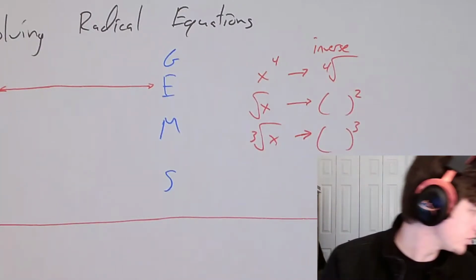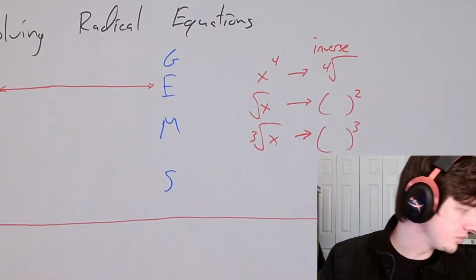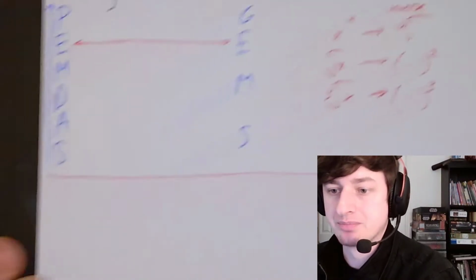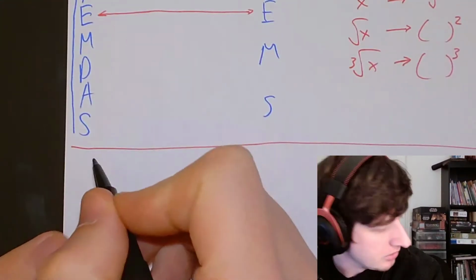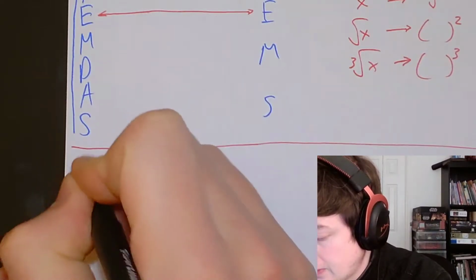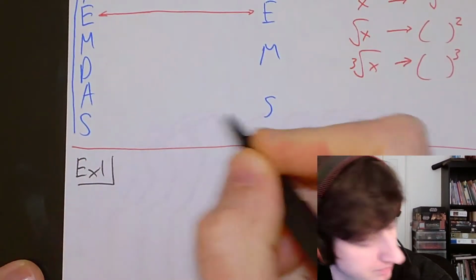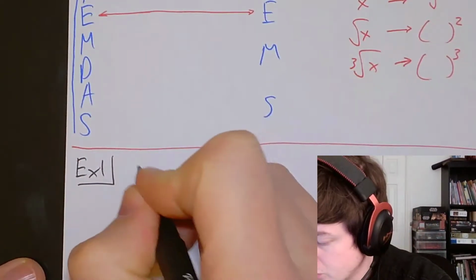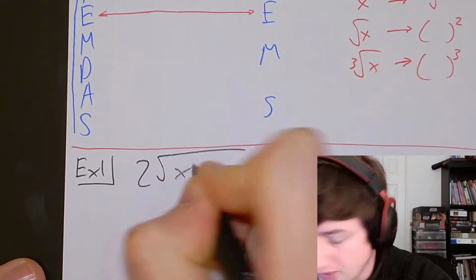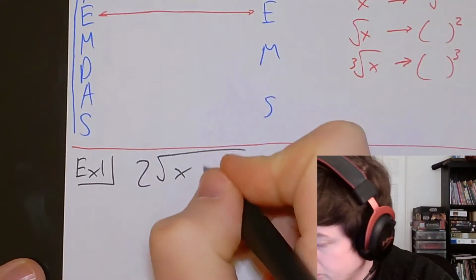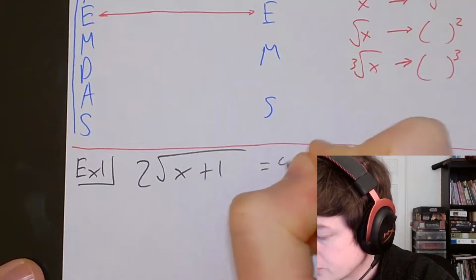Okay, so first example, we're going to do 2 examples. I'm going to give a problem, you do it on your own, and then we'll check our answers together. Example 1: 2 times the square root of x plus 1 equals 4.